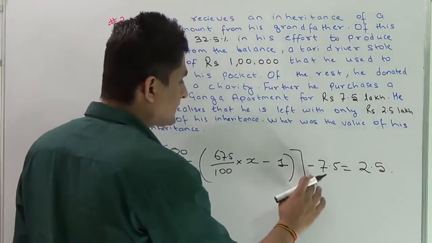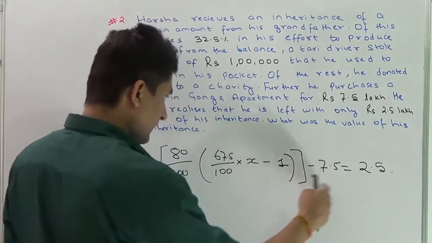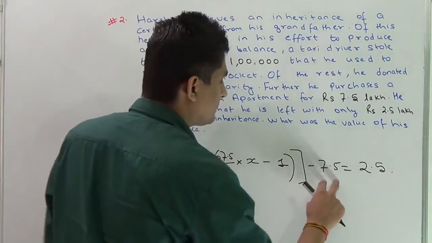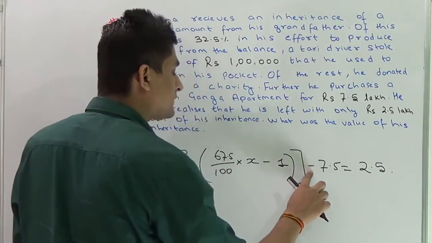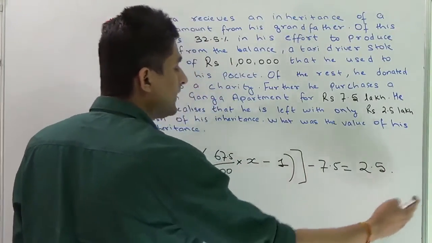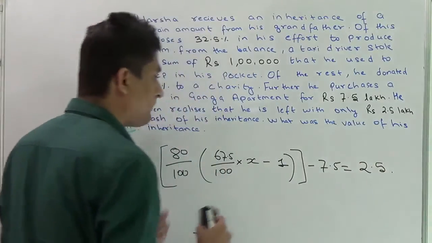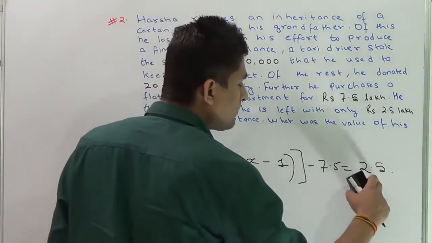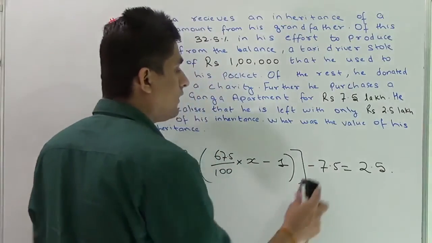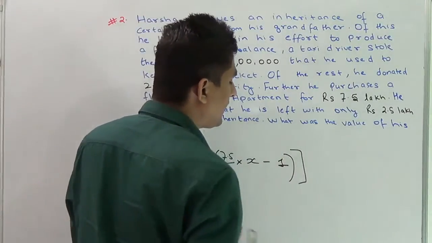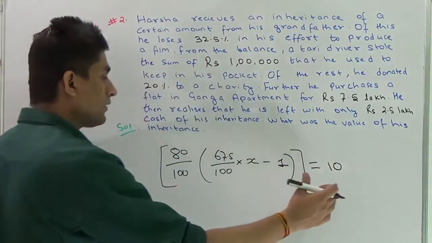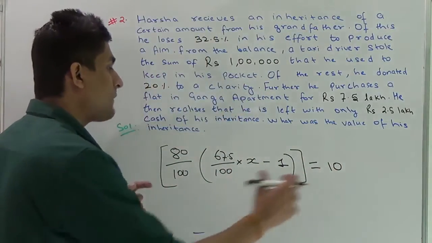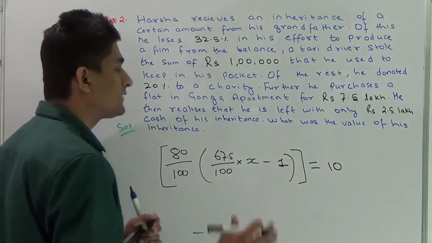If this minus 7.5 is taken to that side, the sign will change to positive because here it is negative. I'm taking it to that side: 7.5 plus 2.5 will be 10. So I'm writing it as 10. Just because of less space, I'm not doing it in a different step. I'm writing it in a single step because I have limited space.